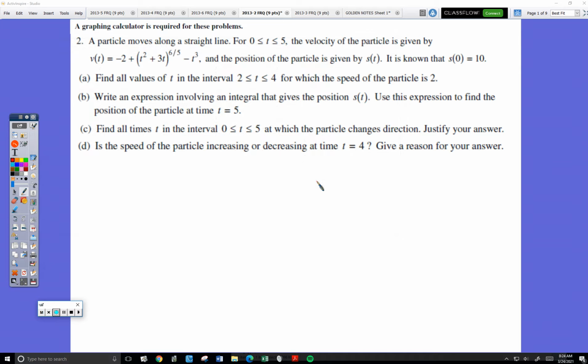Okay, write an expression involving an integral. So we've got to have an expression using an integral that gives the position s of t. Stop, there's a period. Okay, that's easy because I know that in this case my amount is the position. My rate at which position changes, that's velocity.